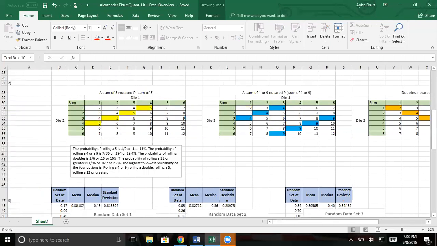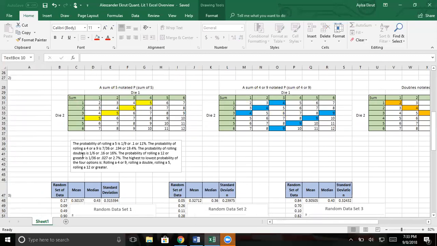And then I did all my calculations in my summary. The probability of rolling a 5 is 1 out of 9, or 0.1, or 11%. The probability of rolling a 4 or 9 is 7 out of 36, or 0.194, or 19.4%. The probability of rolling doubles is 1 out of 6, or 0.16, or 16%. The probability of rolling a 12 or greater is 1 out of 36, or 0.027, or 2.7%. From highest to lowest probability of the 4 options: rolling a 4 or 9, rolling a double, rolling a 5, or rolling a 12 or greater.